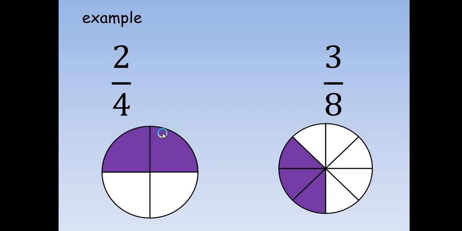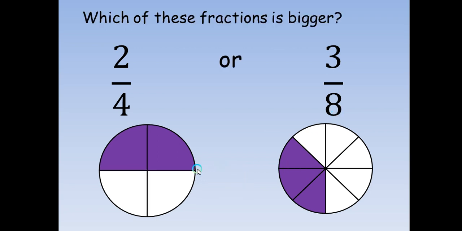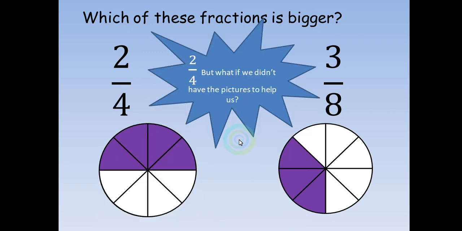Alright, let's go to example number 1. This is 2 over 4 and 3 over 8. Now you can see the shape. We can make this 2 over 4, we can divide it into 8 parts too, to make it equal with 3 over 8. Can you see that? Which one is bigger? Which fraction is bigger? Is it 2 over 4 or 3 over 8?